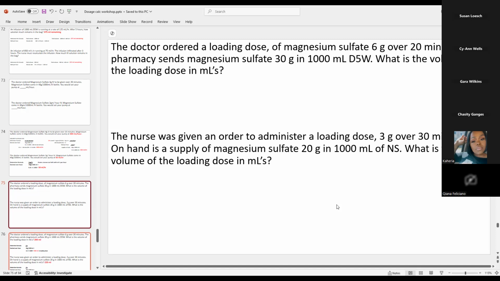So we're not doing anything with the 20 minutes? Nope. Because what does it say? What's the volume of the loading dose? Again, if it's a dose, what's the formula? Desired over have. That's why you always have to read the last statement first, because the last statement tells you what the author wants here. Whenever you're doing a dose, it's always going to be desired over have. And then go back and look at what do I have in the question.